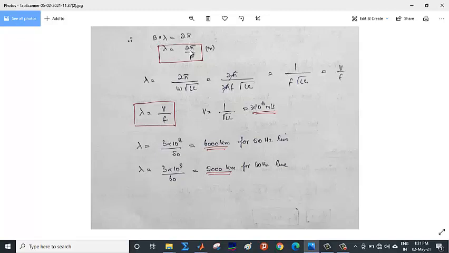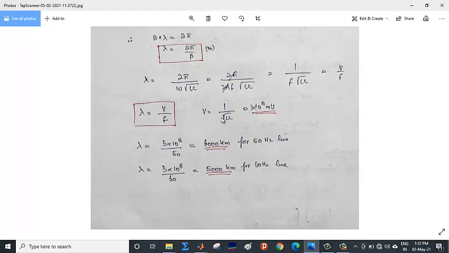That means the wavelength of the line will be 2 pi by beta, and its unit will of course be meters. But beta is equal to omega root LC for a lossless line. So omega is equal to 2 pi f, the 2 pi cancel out, and we get 1 divided by f root of LC. We also know that 1 by root of LC is equal to V, so lambda will be equal to V by f, where V is equal to 1 by root of LC.